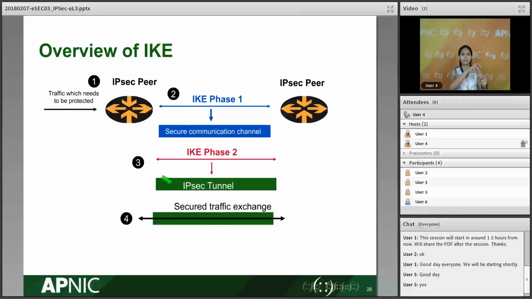After that, you create a tunnel inside that communications channel. Establish an IPsec tunnel. That's your phase 2. Once you have phase 2 completed, that's the time that they are able to exchange traffic in a secure way. Okay?